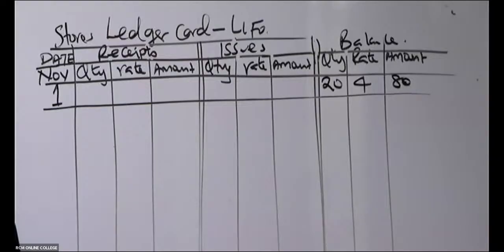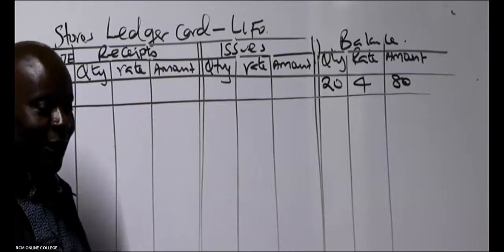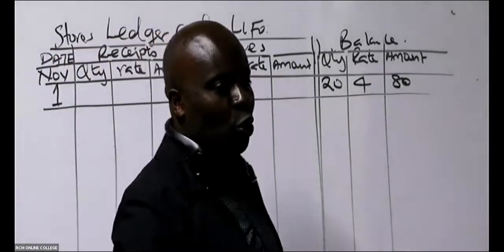Is that okay? Of course, if you have a ruled book, you don't have to underline. Already you have a line there, isn't it? So we go to the next date.